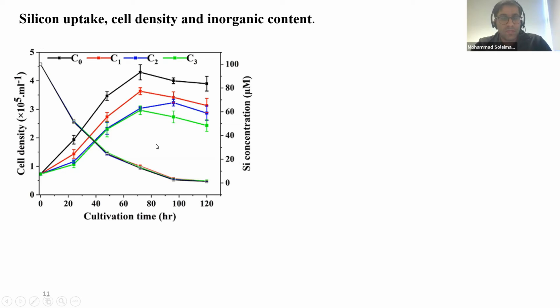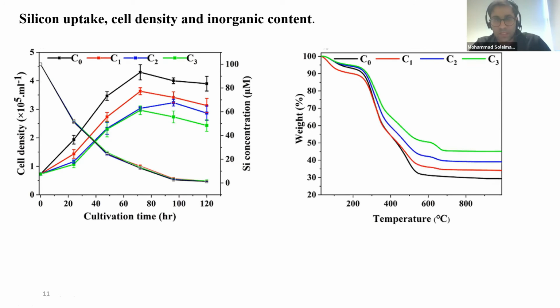But at the same time, we measured the silicic acid uptake, which is taken up by the diatom in the culture. Surprisingly, we didn't see a huge difference from one culture to another, which means the diatoms grow in the presence of aluminium. We have a fewer number of diatoms, but the amount of silicic acid that they take up is more. And for that, we did TGA, and we found that we have more inorganic content in the sample with aluminium in comparison to the sample without aluminium.